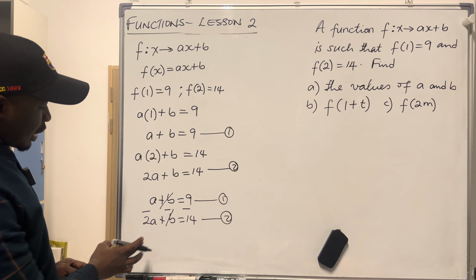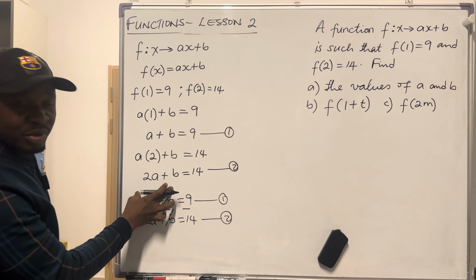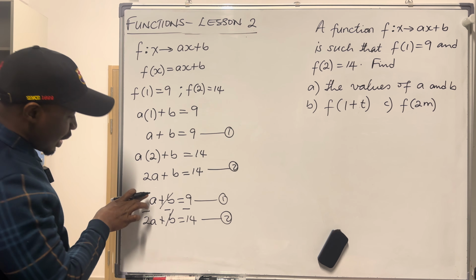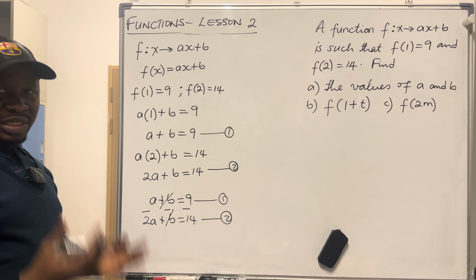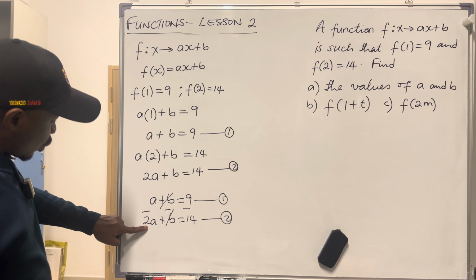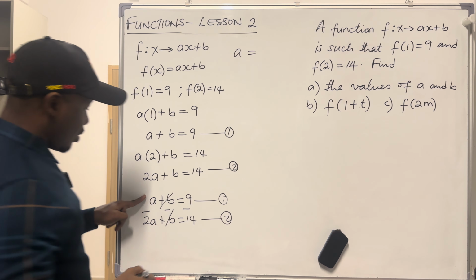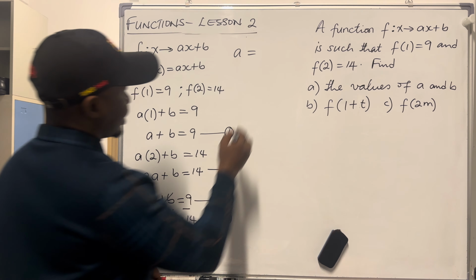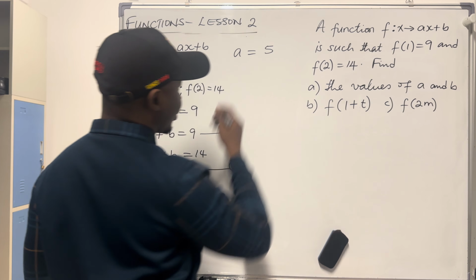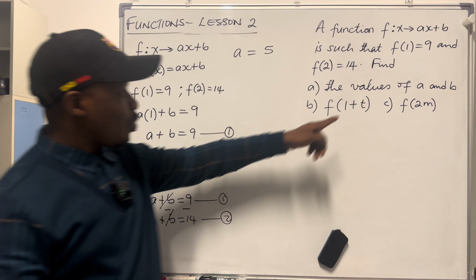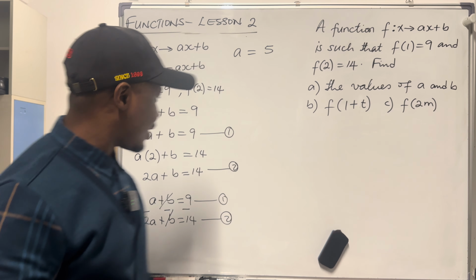Now, let us say this minus this, because bigger minus smaller, we can choose. Or you can also say this minus this, no problem. You will still get the same results. So 2a minus a is a. 14 minus 9 is 5. So this is already a. But we need b because we want to find the values of a and b.